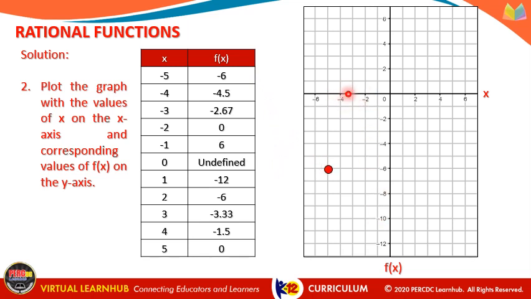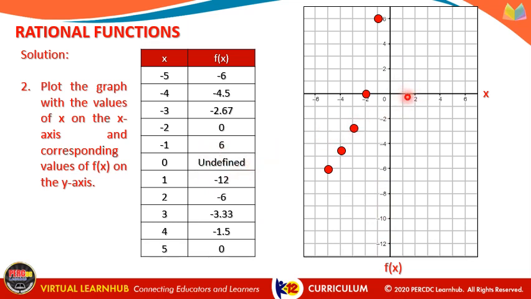Next. At x is negative 4, it's negative 4.5. So, somewhere here, sabi na lang natin nandyan. Okay. At x is negative 3, it's negative 2.67. So, it's somewhere here. At x is negative 2, saktong 0. At x is negative 1, it's 6. So, nandoon siya. Again hindi pwedeng maging 0 yung x kasi magkakaroon tayo ng division by 0. So, wala tayong ilalagay at x is 0. Nakita naman dito undefined. So, punta na tayo sa x is 1, somewhere here.